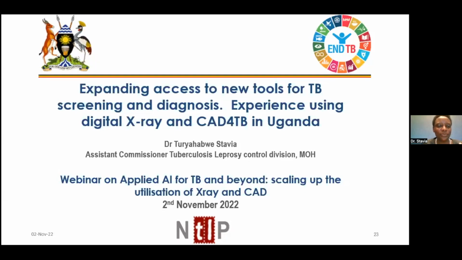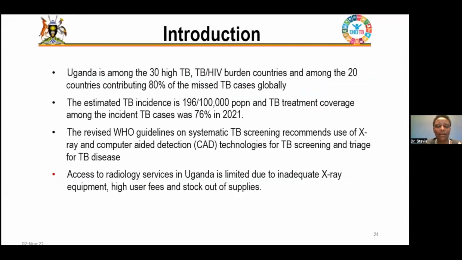Expanding access to new tools for TB screening and diagnosis: experience using digital X-ray and CAD4TB in Uganda. Uganda is among the 30 high-burden TB and TB-HIV countries globally, and we are among the 20 countries that contribute 80% of people missing with tuberculosis. Our estimated incidence is close to 200 per 100,000 population. The treatment coverage as per 2021 was 76, although this year we moved to 82.